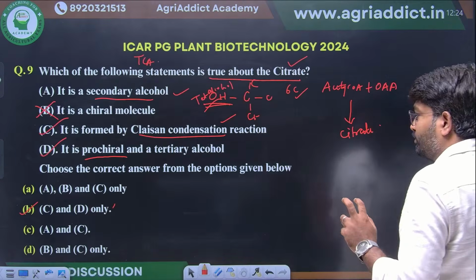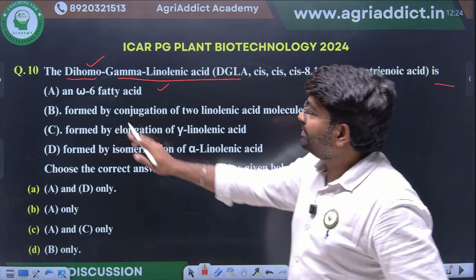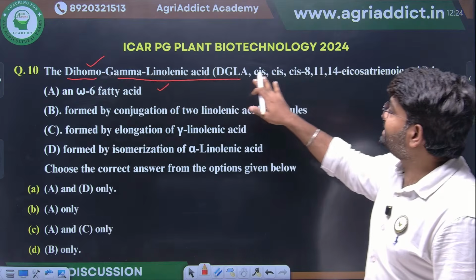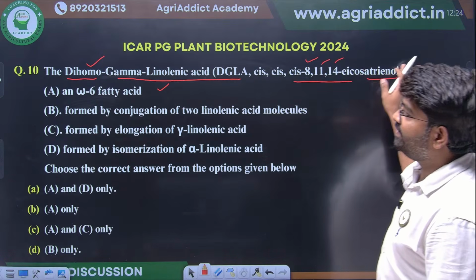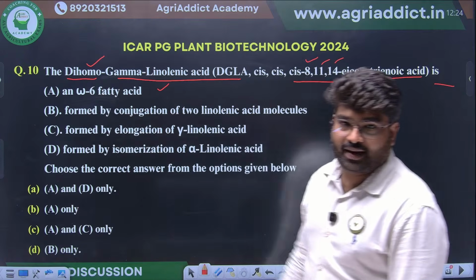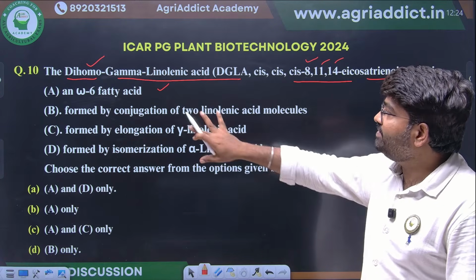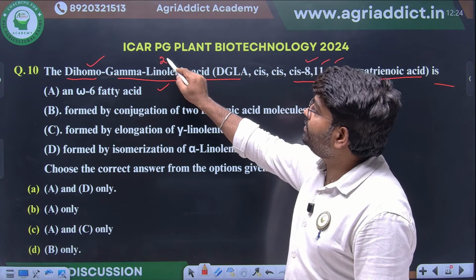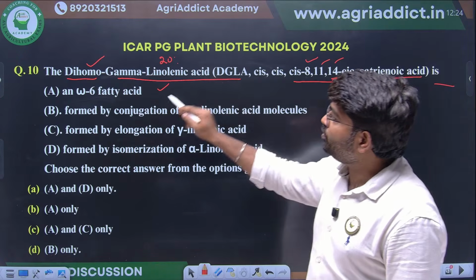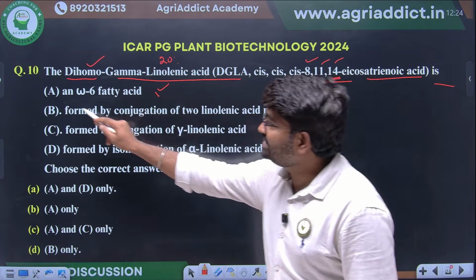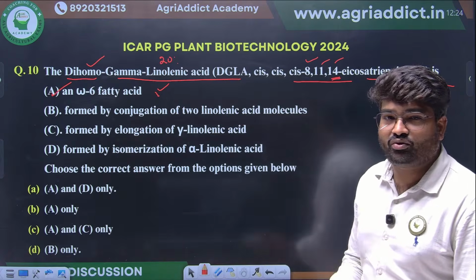Now we are coming to the question. They are asking about dihomo gamma linolenic acid. They have given double bonds at 8, 11, 14. It's an omega 6 fatty acid. In our last slide we have seen this will have 20 carbons, and the double bond is ending at 14. So this is an omega 6 fatty acid only. So this is a right option.